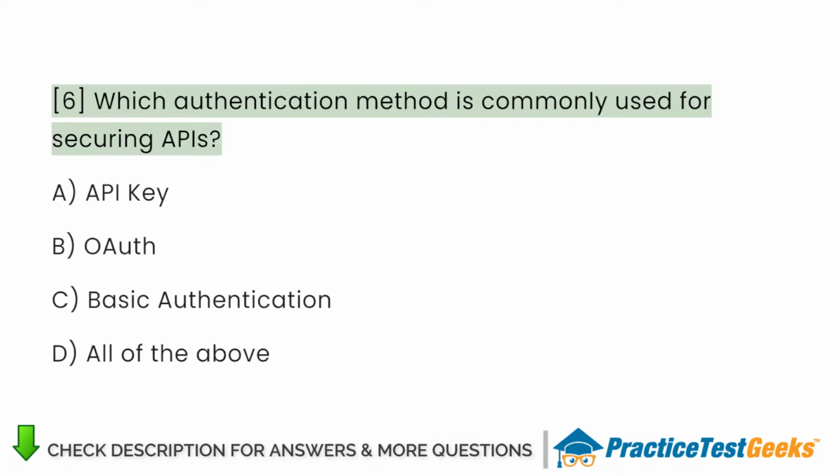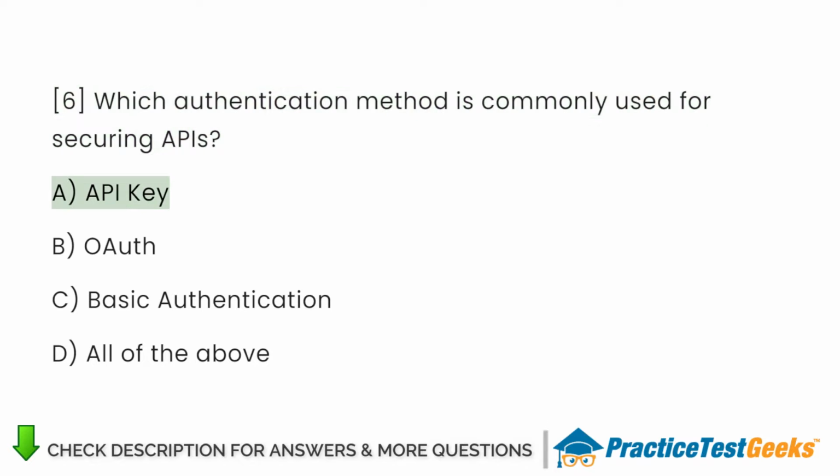Which authentication method is commonly used for securing APIs? A. API key. B. OAuth. C. Basic authentication. D. All of the above.